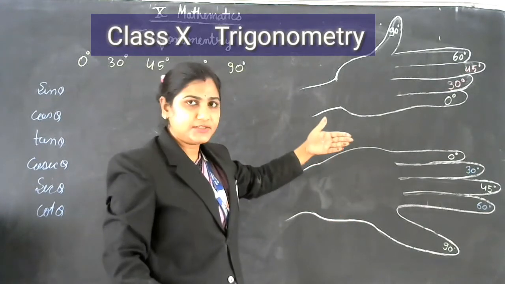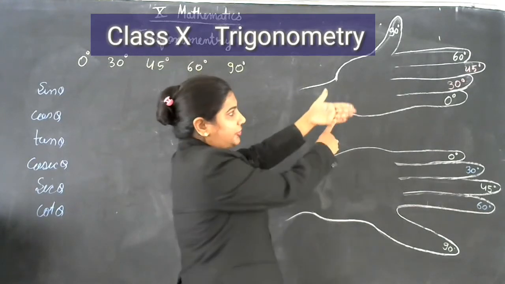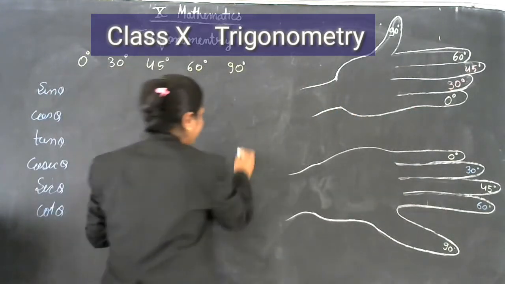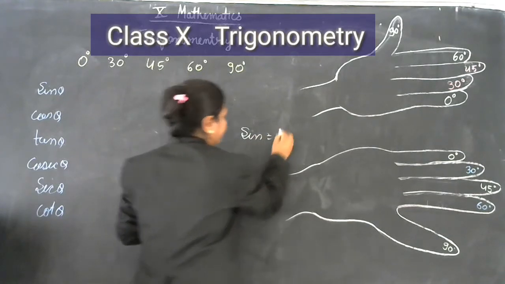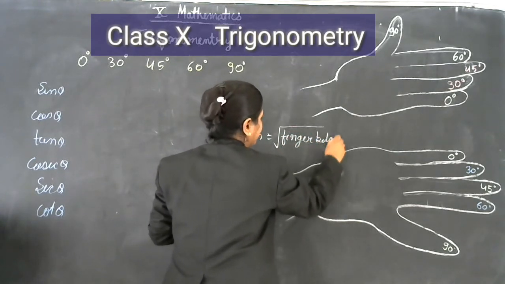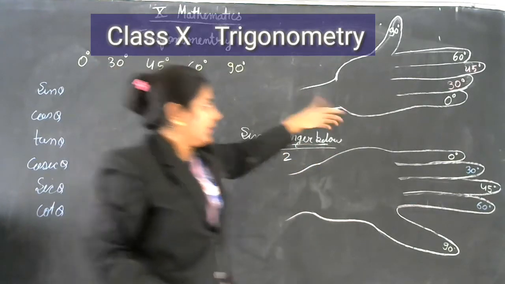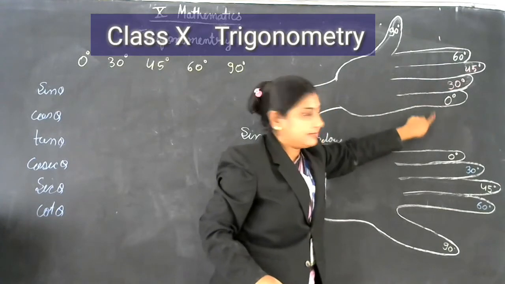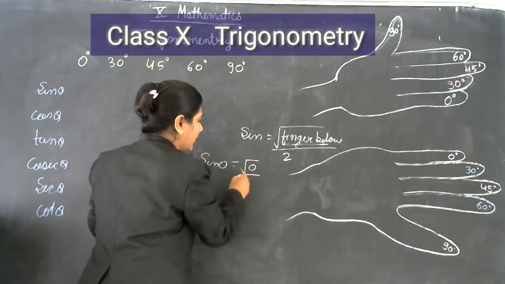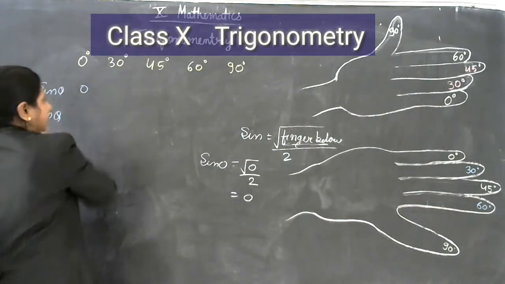Keep your hand likewise. We are writing the value for sin 0. 0 is on the little finger. So here we have one formula for sin: root of the number of fingers below, upon 2. See, here how many fingers below 0? Nothing, means 0. So for sin 0, it is root of 0 upon 2, which equals 0. So the value of sin 0 is 0.